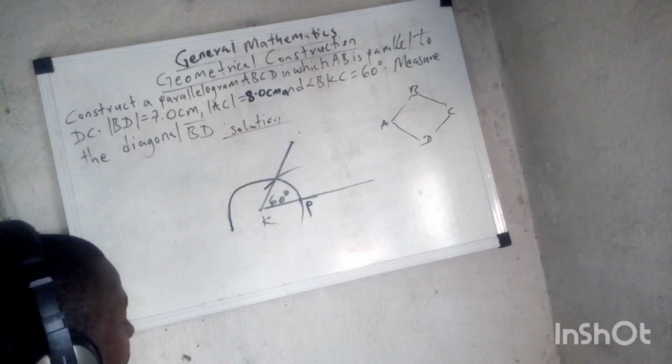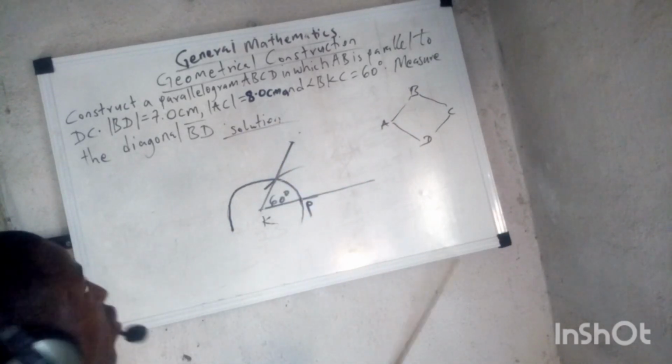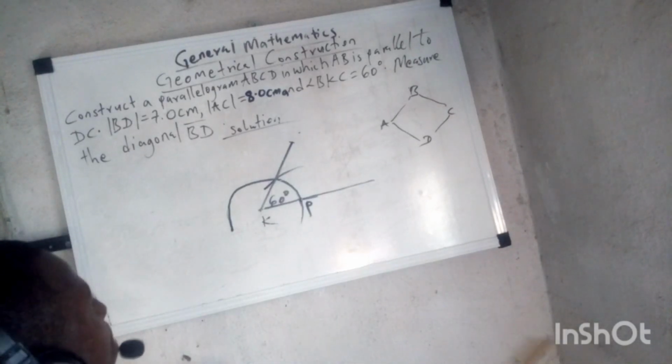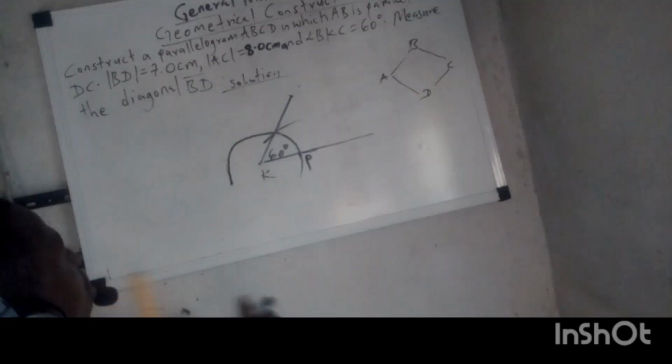Having done that, there's a need to continue with the ruler. Don't forget, we are constructing a parallelogram. So I will talk about the parallelogram and some of the features of a parallelogram. So we have K.